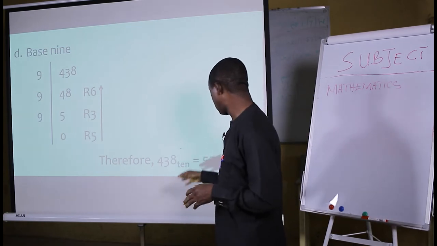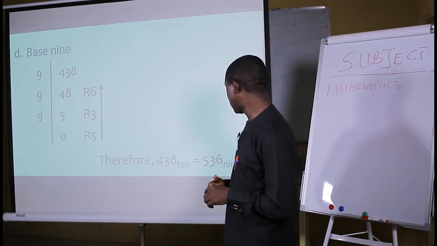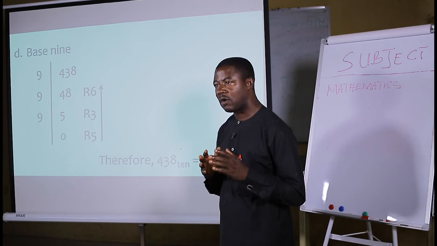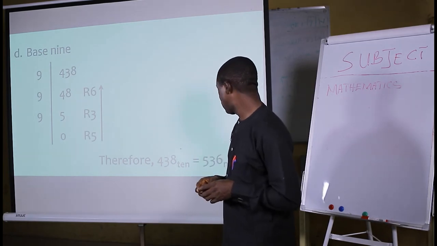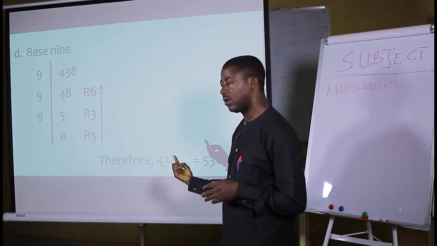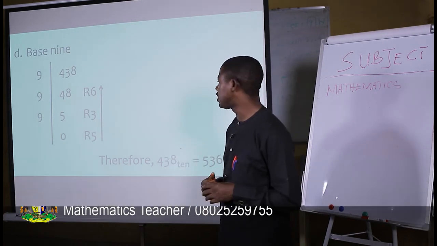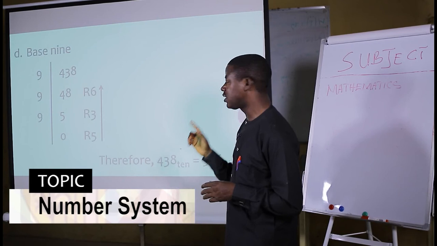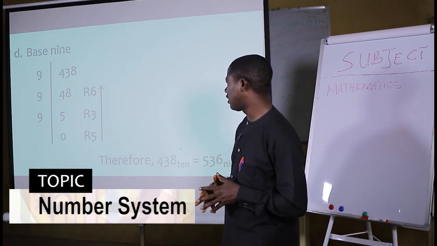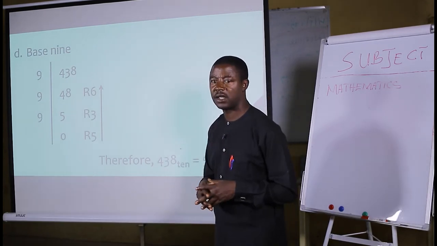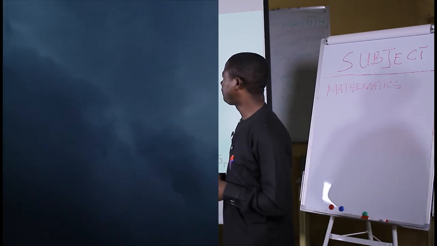Therefore, the final result, 438 converted to base 9, will be equivalent to, starting from the bottom as the arrow directed, 536 base 9.